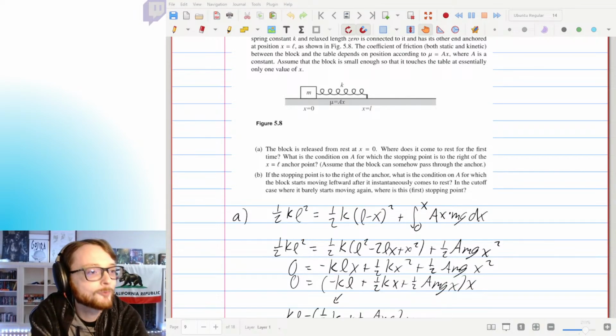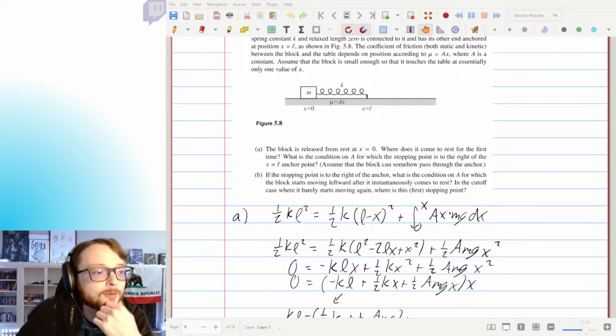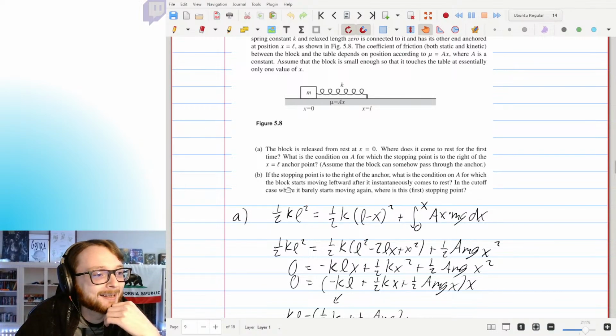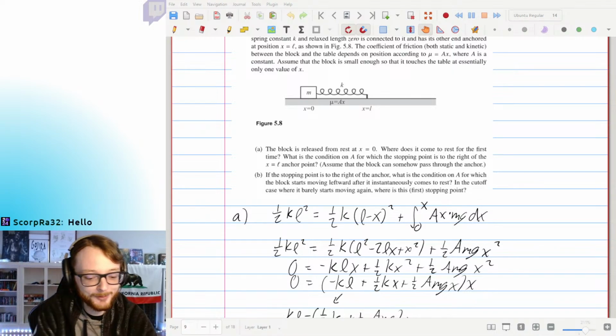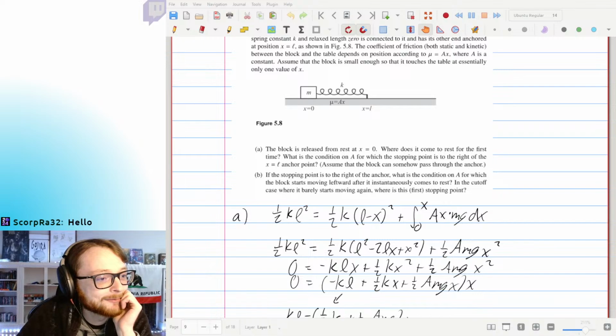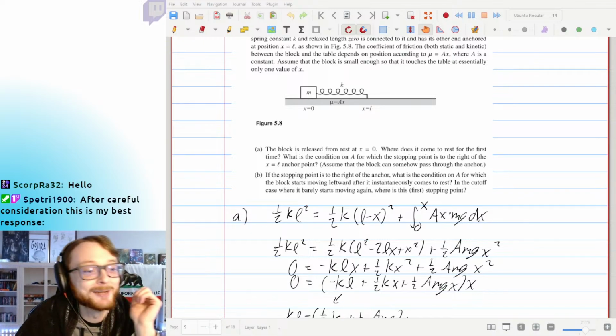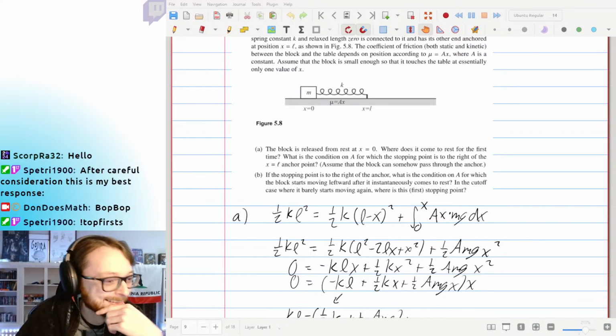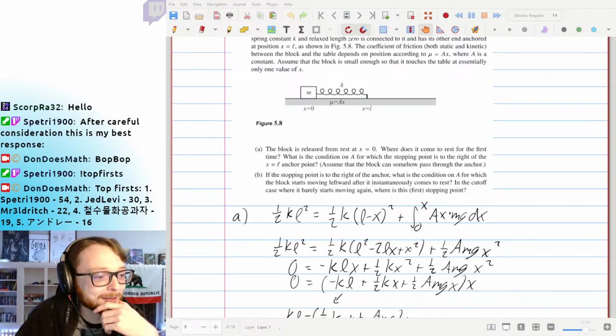Scorpion, congrats on the first. Spetri, get fucked. But no, I hope we both are doing well. You know what, Scorpion? I've seen you use that gummy bear email before. Do you remember how you unlocked it? Because I seem like I don't have it. That's fair enough, Spetri. Yeah, you are nearly doubling second place.